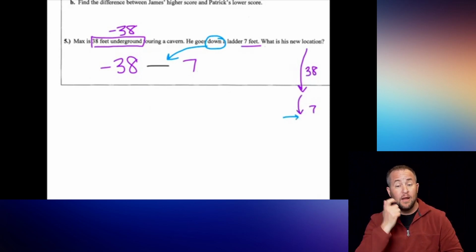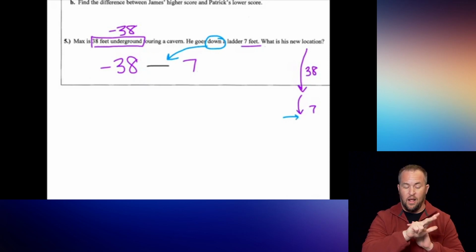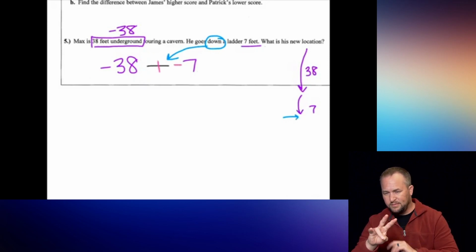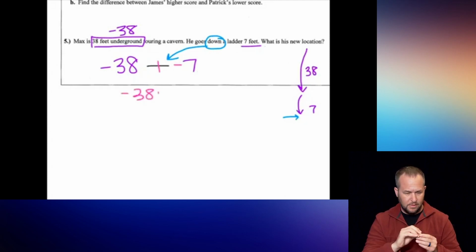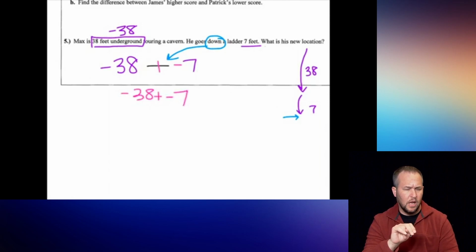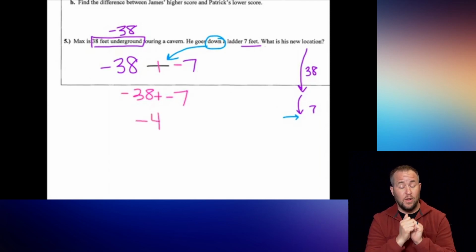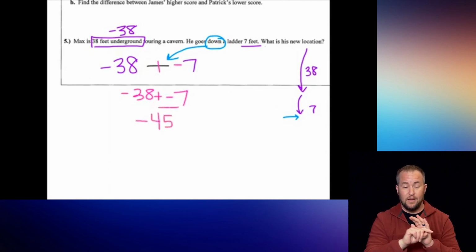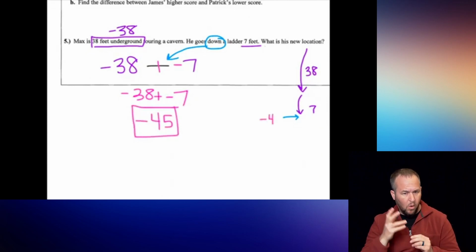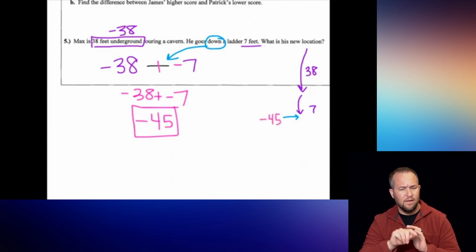Because I set this up, we have -38 minus 7. I'm going to turn that minus sign into a plus, add the opposite. So really, these two have the same signs. -38 plus a -7. When I add those two things together, I get -45. Which makes sense because I'm way down here. I went down 38, went down 7 more. I'm down here way down low, -45 feet.